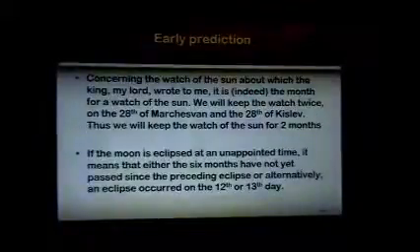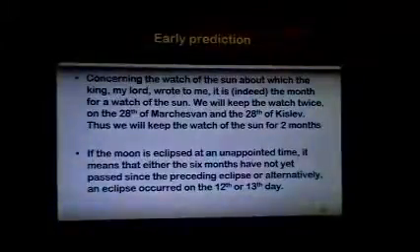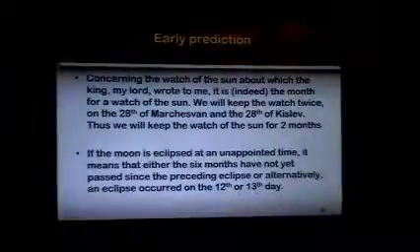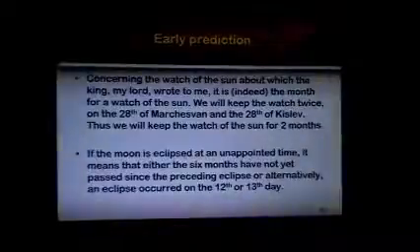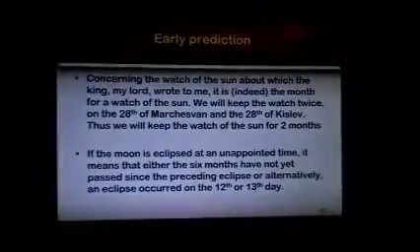Concerning the watch of the sun about which the king my lord wrote to me, it is indeed the month for a watch of the sun. Keep watch twice, on this 5th month and the 6th month. In other words, they weren't sure. It was time for an eclipse, but they didn't know which month it was going to be in.